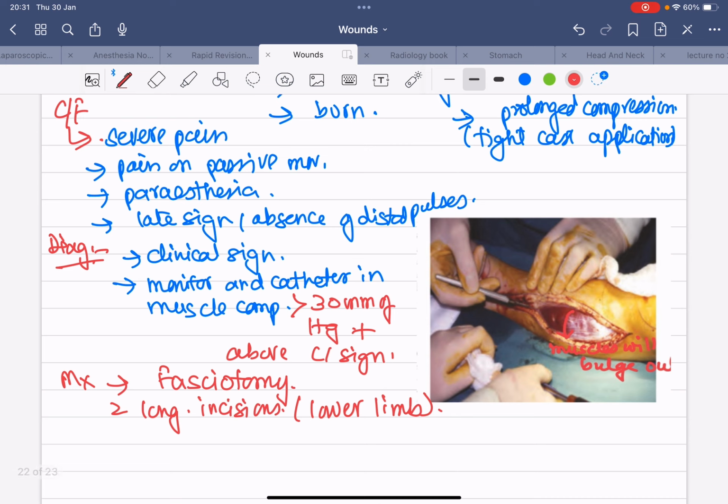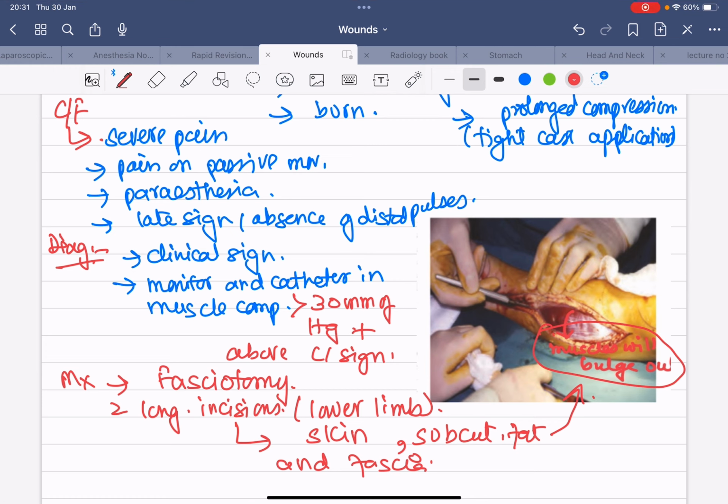And when you are going to make these two longitudinal incisions, please remember your incision is going to be made on the skin, subcutaneous fat and fascia. Okay, and when you make the incision, the muscles will bulge out. Okay, so this is your compartment syndrome.